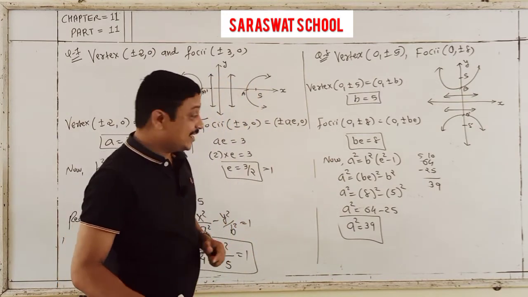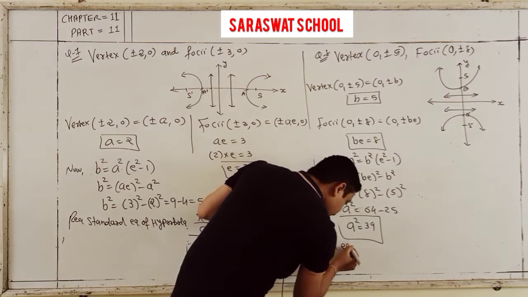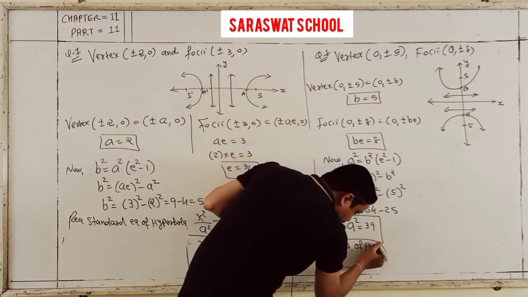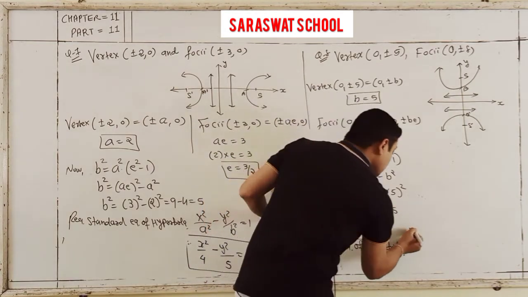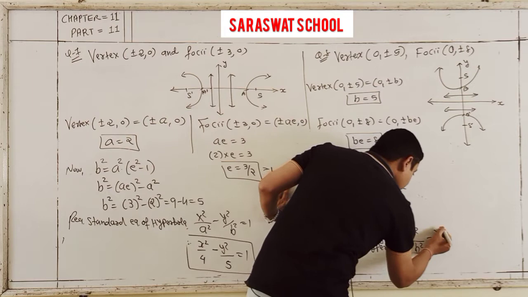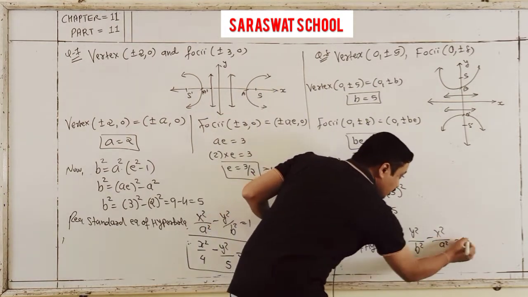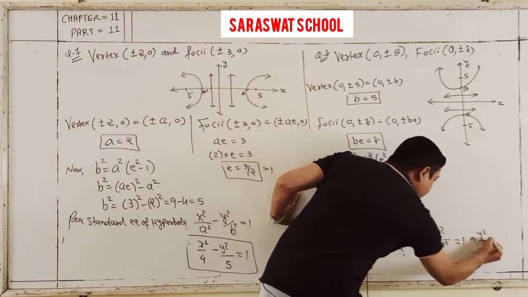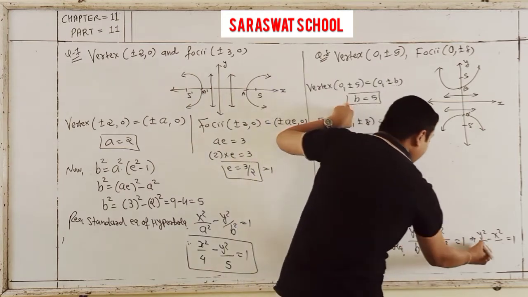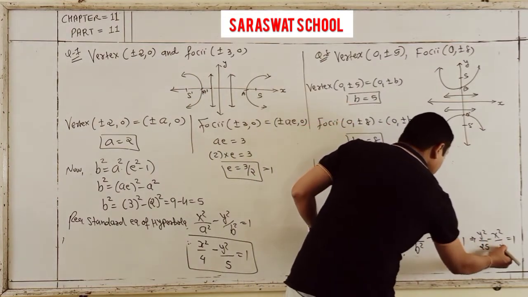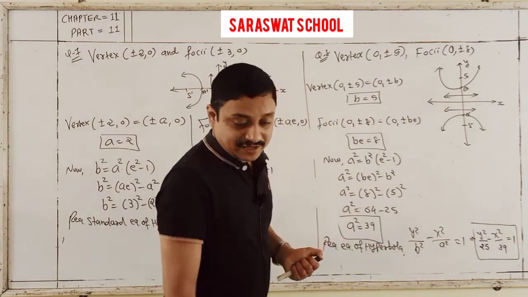Now the equation is ready. The required equation of the hyperbola with major axis on the y-axis is y square by b square minus x square by a square is equal to 1. Now put in your values: b square is 5 square, that is 25, and a square is 39, and that should be your final answer.